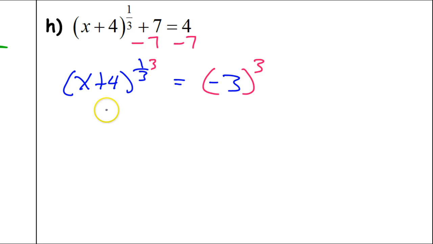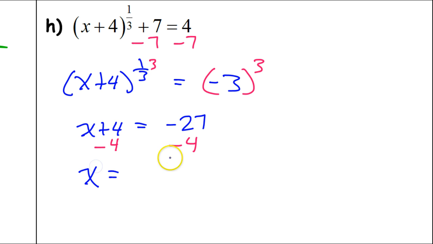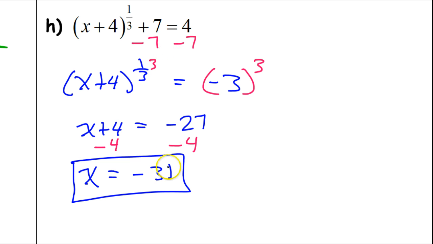Well, these 3's will cancel out. So that's going to leave us with x plus 4 is equal to negative 27. Alright, if you have a negative odd power, it just stays negative. And then we will subtract 4 from both sides. Alright, and this is going to be negative 31. Alright, you should check and make sure this actually works out.